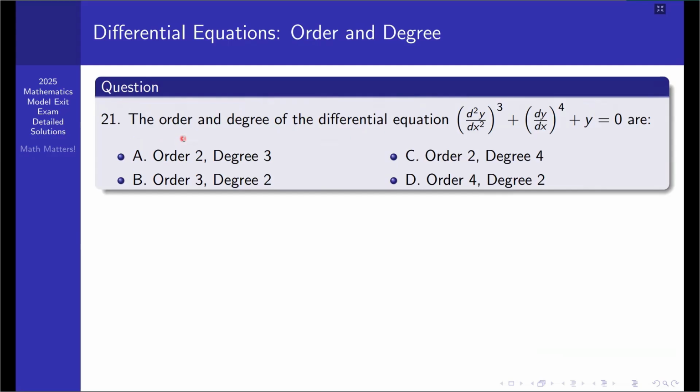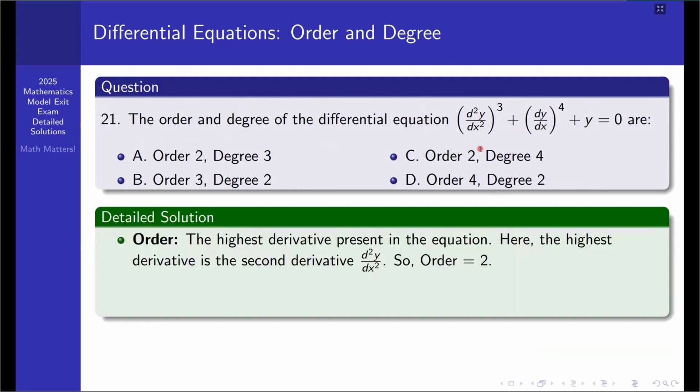Question number 21. The order and degree of the differential equation, second derivative of y with respect to x to the power of 3 plus dy by dx to the power of 4 plus y is equal to 0, are. We know that the order of a differential equation is the highest derivative present in the equation. Here, the highest derivative present within this differential equation is 2. And this one is 1, so 2 is directly the order of this differential equation.